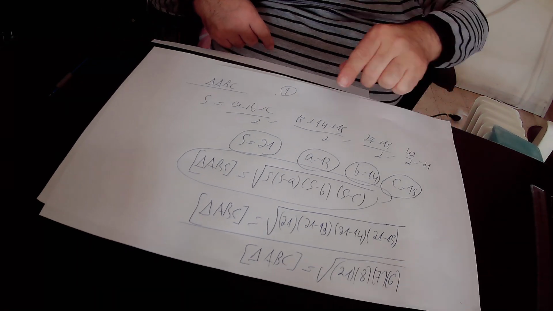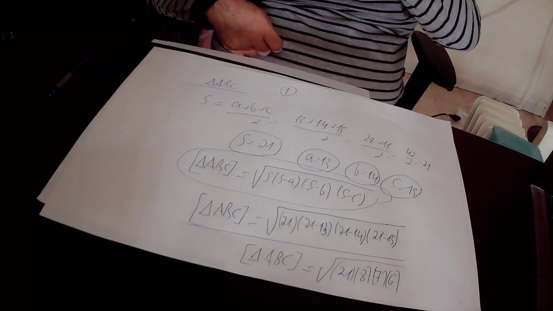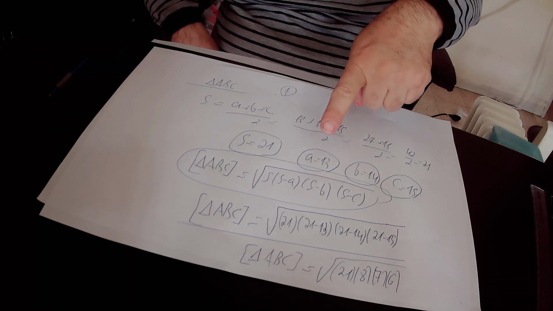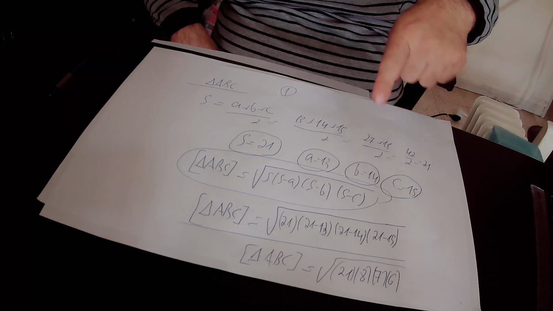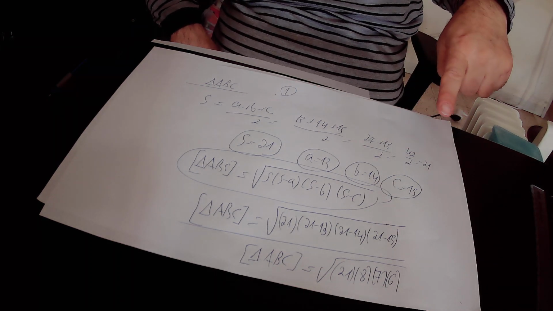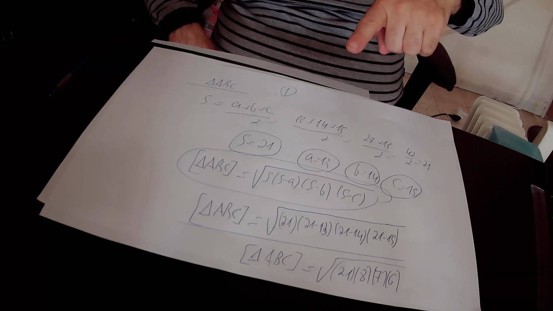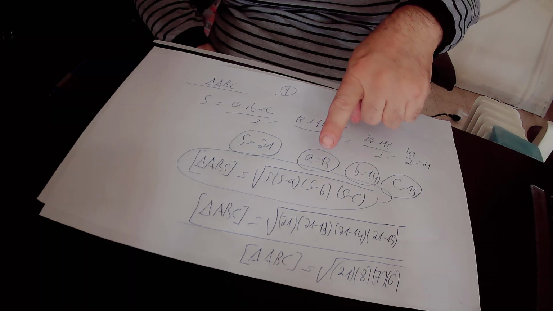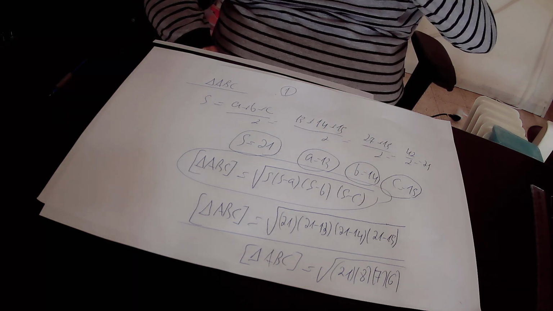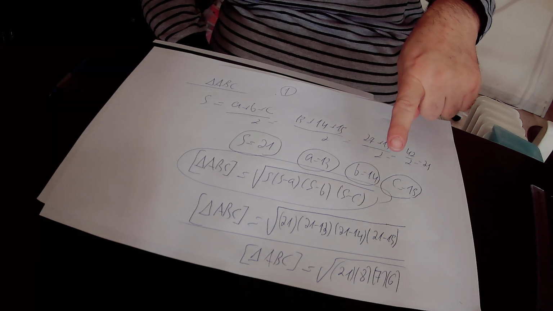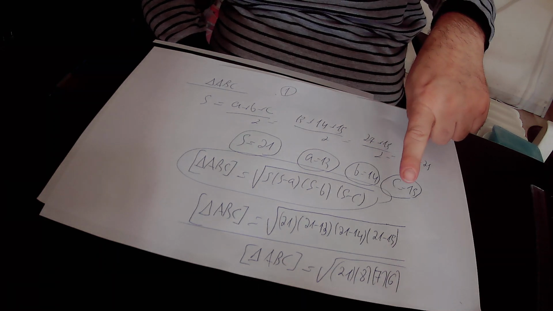And according to rule number 4, the area of triangle ABC equals the square root of S times (S minus A) times (S minus B) times (S minus C). S is 21, A is 13, B is 14, and C is 15. So the area of triangle ABC, according to rule number 4, equals S, that is 21, (S minus A) is 21 minus 13, (S minus B) is 21 minus 14, (S minus C) is 21 minus 15.